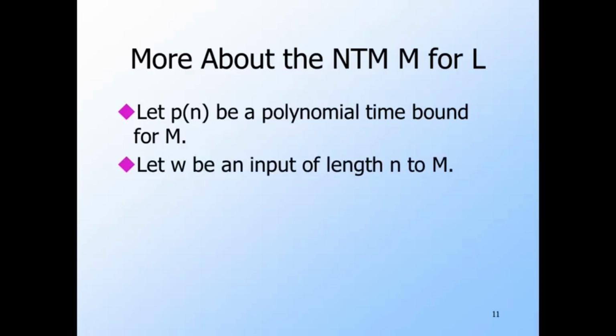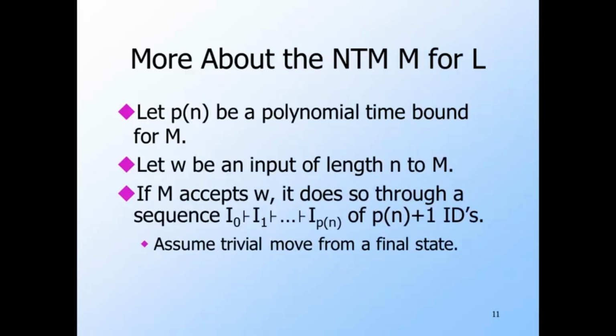We'll be simulating M on an input W, which is of length n. This next assumption is really about how we define the next ID relation. We're going to assume that if M accepts W, then there is a sequence of exactly P of n moves from the initial ID with a final state in the last ID, and perhaps other IDs as well. We're going to assume that if M is in an accepting state, then the identical ID represents one legal move.